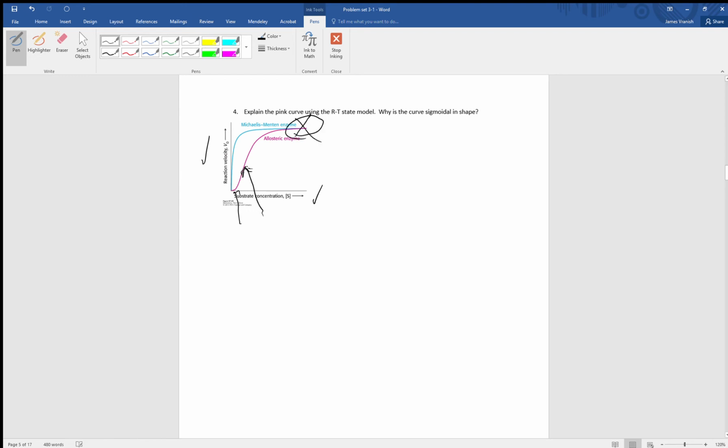So this part up here, the explanation for that part is the same in both cases. It's basically we've saturated the active sites and the enzyme can't go any faster than that. The difference is really down in this region here.